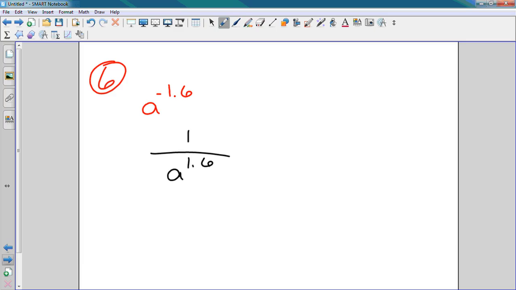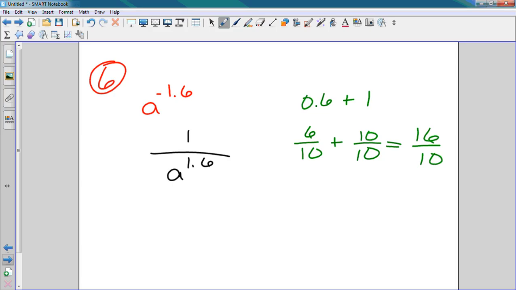Then write it with a fraction. So if that's the case, what is 1.6 as a fraction? Well, 0.6 is 6 over 10, and 1 is 10 over 10. Good, Joseph. So that gives me what? 16 over 10. Reduce, divide by 2. So this is just 1 over a to the 8/5.